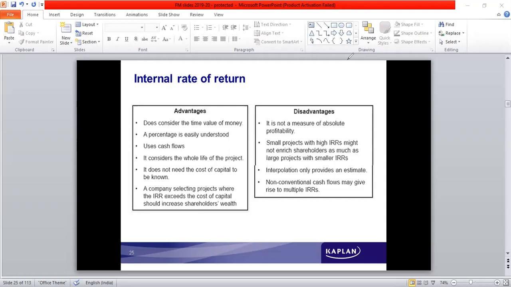NPV is easy to calculate. The values are in absolute values. A project with a higher investment can have a higher NPV, so we cannot directly take whichever project has a higher NPV to be the best project. Here, because it is converted into percentage, we can relatively compare. So that is how we look into NPV calculation and IRR calculation. Tomorrow's class, we'll start with the numerical questions and understand them.